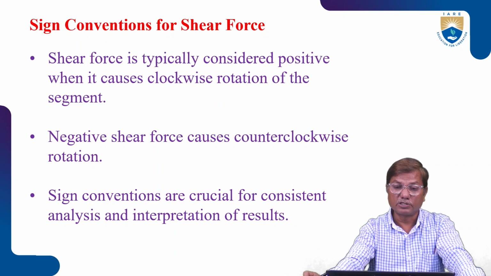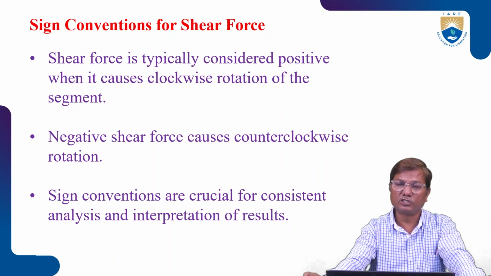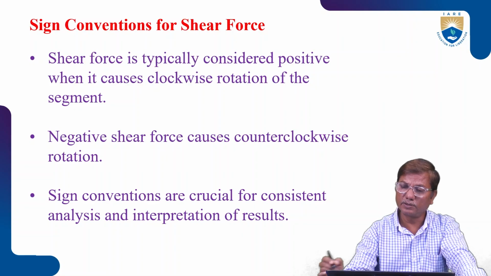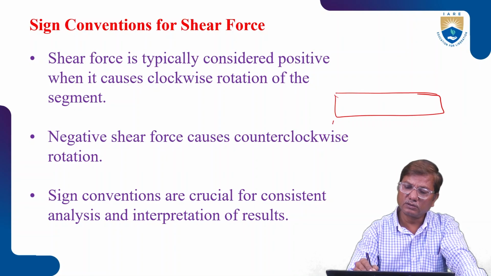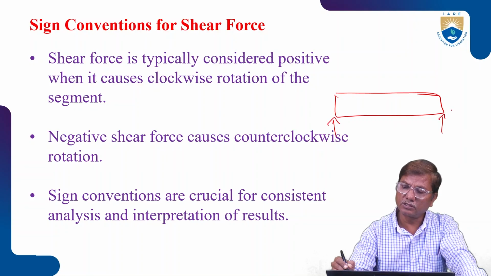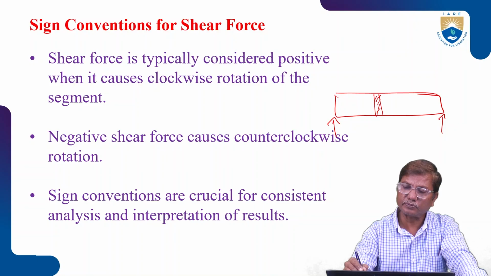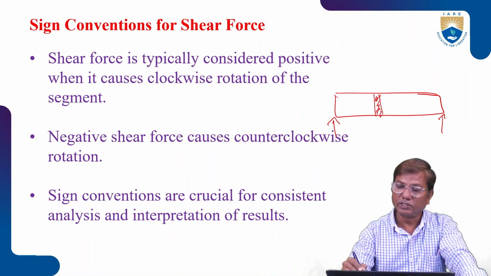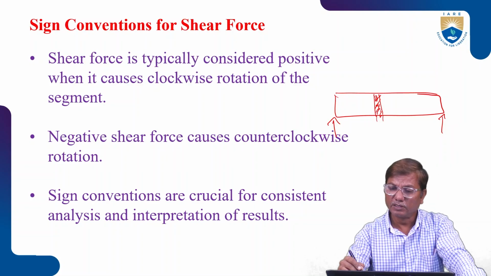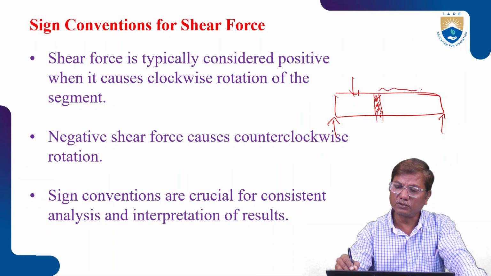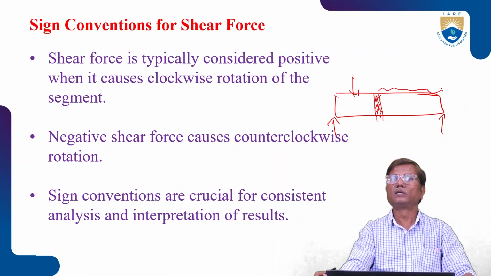And coming to the sign convention for shear force and bending moment. So this is the horizontal beam. You consider a section of elementary width, small width. Now we will have different forces acting.